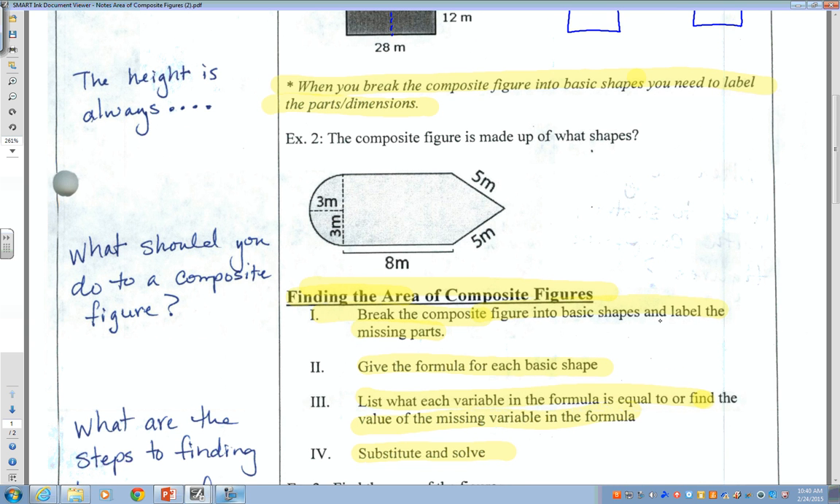So let's look at this one real quick. What could you break it up into? See if you can break it up into... Yeah, a rectangle. Okay, yeah. So if I cut right here, I would have a triangle plus a rectangle and a half circle.